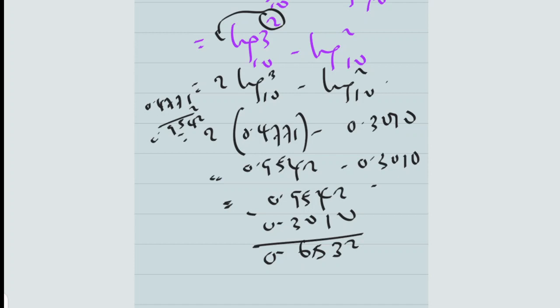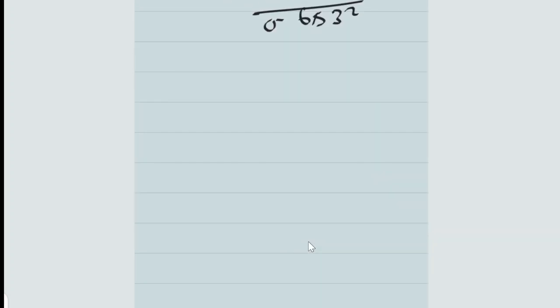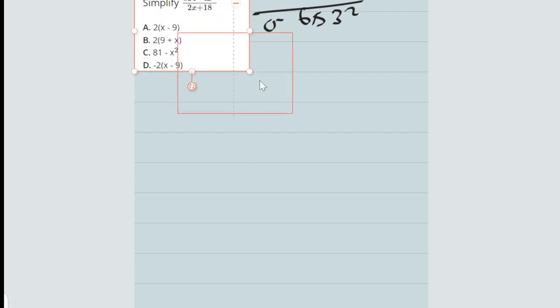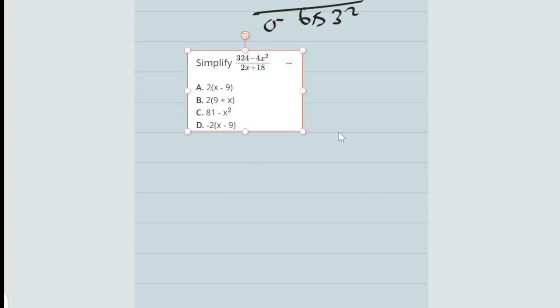Let me just copy it here as well because of the time. Okay, the question says simplify 324 minus 4x squared. Like I've told you, when you are asked to simplify or factorize, and you have two terms, what must come to your mind first is to think about what we call difference of two squares.